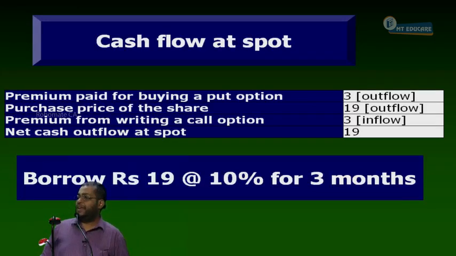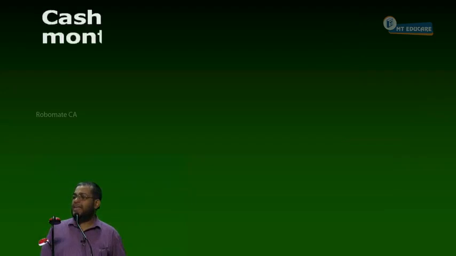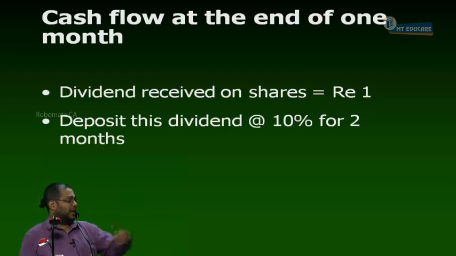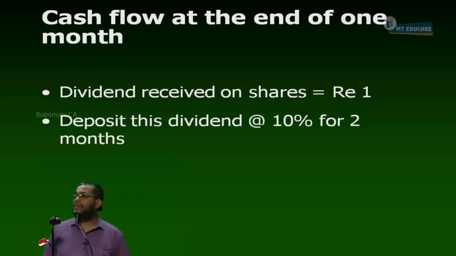Receive dividend. At how much rupees? 1 rupee. Receive dividend of 1 rupee after 1 month, and deposit for how many months? 2 months at 10%. Receive dividend of rupee 1 after 1 month and deposit for 2 months at 10%. Because I bought a share, I will be receiving dividend and depositing for 2 months at 10%.